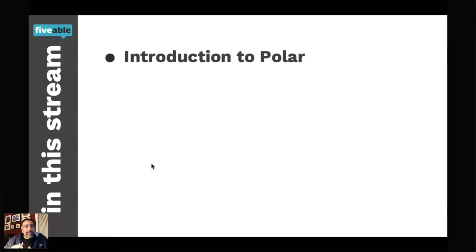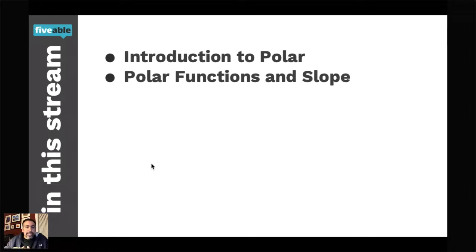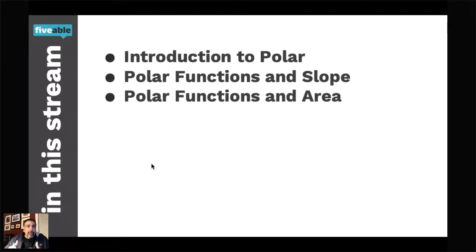Tonight in this stream, I'm going to focus on an introduction to polar coordinates, what they are, and how we can get our students to really understand them. We're going to look at polar functions and slope, and what it means to find the slope of a polar function. We're so used to finding slopes of rectangular functions. Does it work the same way with polar? We're going to take a look at that. And then, of course, how do you find area with polar functions and do it correctly?